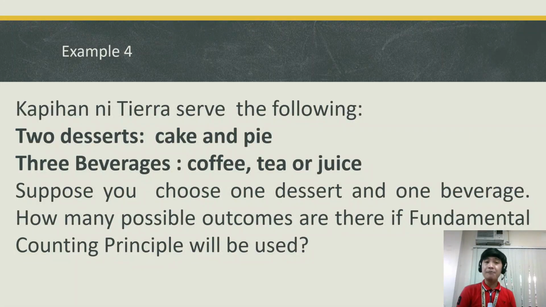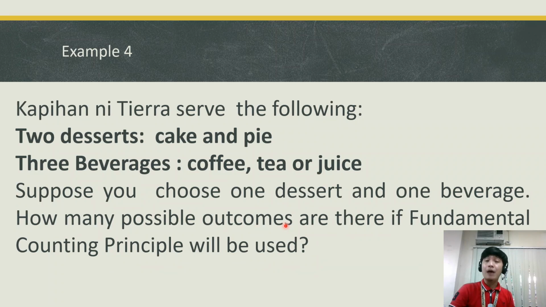Okay. In example number 4, Kapihan ni Tierra serves the following. You have 2 desserts, cake and pie, and 3 beverages, coffee, tea, or juice. Suppose you choose 1 dessert and 1 beverage. How many possible outcomes are there if the fundamental counting principle will be used?